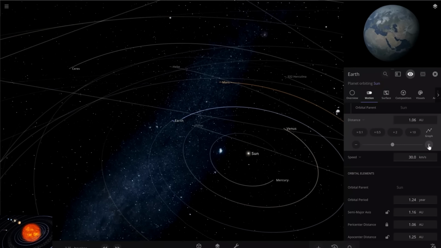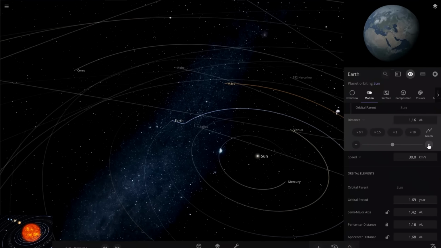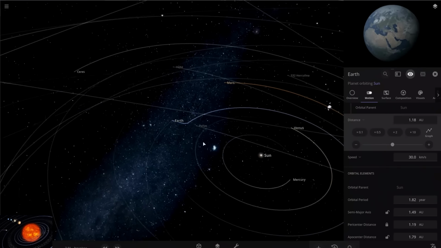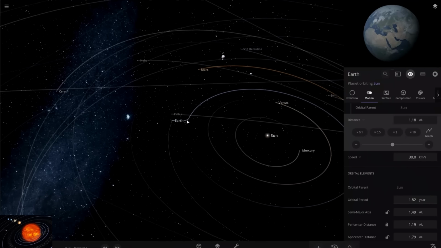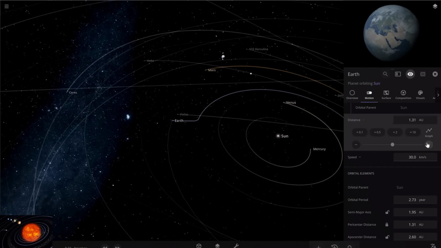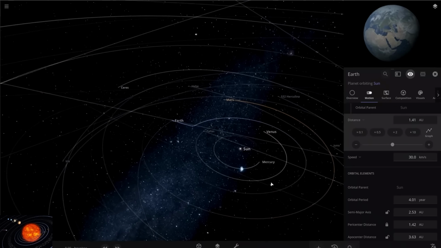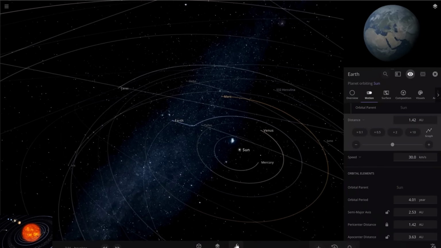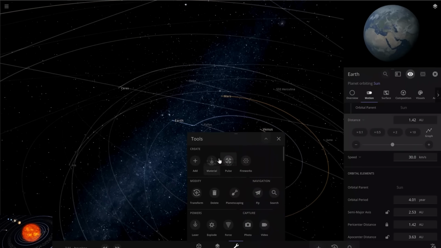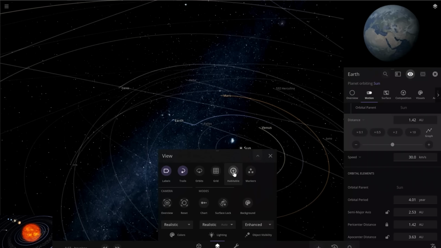I will show you. Right now I'm increasing the distance between the Earth and the Sun. As you can see in here, it's like in a step, and even the Earth can be out of the habitable zone from the Sun. As you know, here we have a parameter in view which we can turn on. It's related to habitable zones.